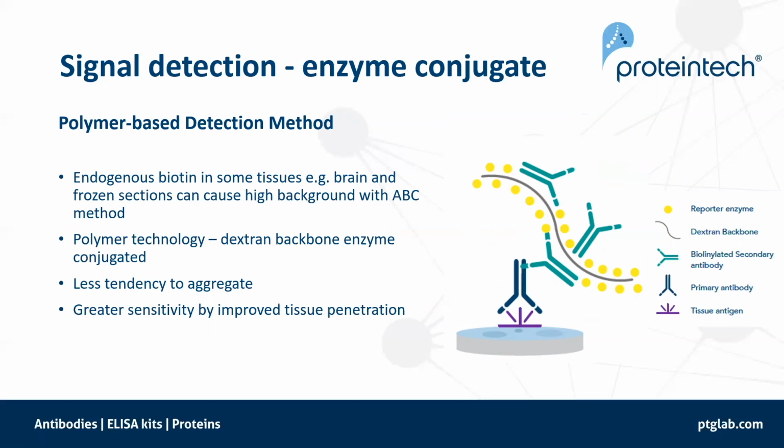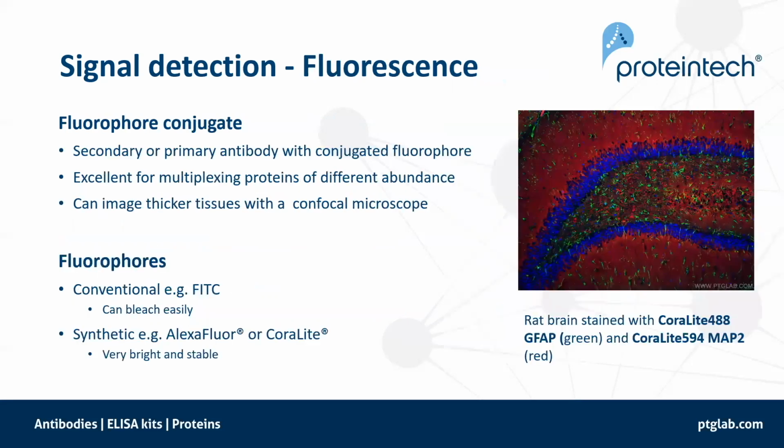And so we have an HRP polymer secondary, and this is better because, as I mentioned, endogenous biotin from the ABC methods in certain tissues, such as the brain and with frozen sections, can cause high background. So this polymer technology can eliminate this, but you also get really good signal amplification and also good tissue penetration because it is smaller than the ABC method, and also less tendency to aggregate. So you're going to get improved signal because you're not going to get this high background from aggregation of your secondary. So as well as chromogenic, we also have our fluorescence signal detection.